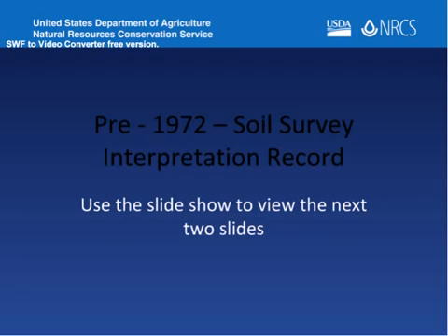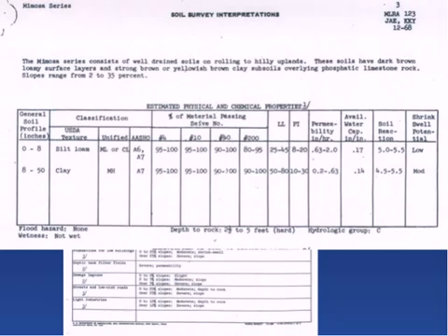Even before 1972, there was a form called a Soil Survey Interpretation Record, and it was part of the official series description. What this record actually contained were the engineering properties and the interpretations for that given series. Each SSIR page was attached to the OSED and was part of the official information for that.